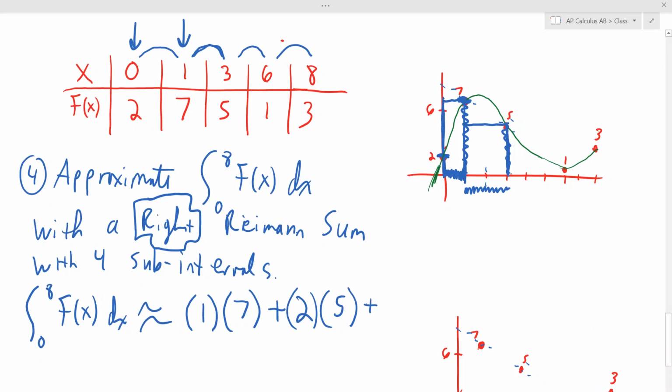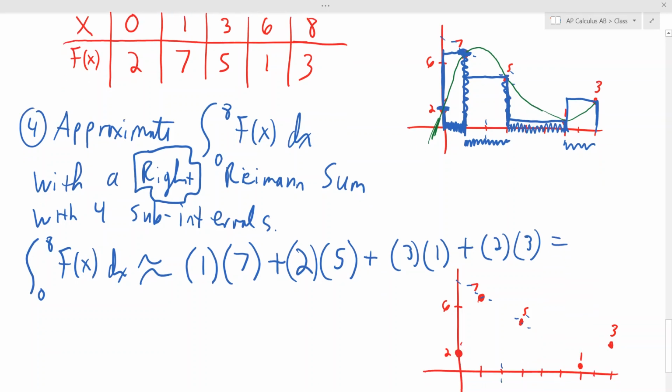Plus, my next rectangle goes from 3 all the way to 6. So it's going to have a base of 3 and a height on the right-hand side of 1. And again, that does not look great for an approximation of that area, but that's the best we can do. Plus, my next rectangle is going to go from 6 to 8. So that's got a base of 2 right here, and it's going to have a height of 3. So it's going to look like that.